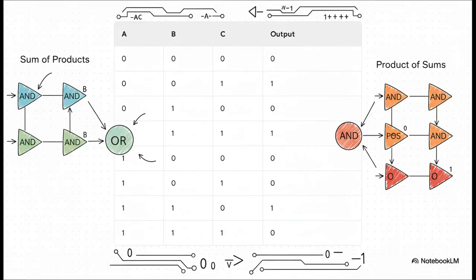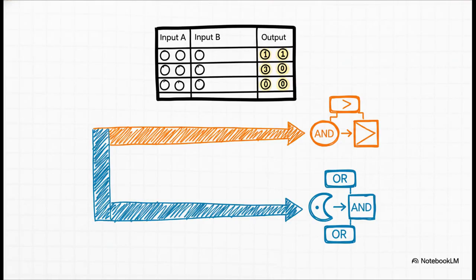Okay, so let's get our hands dirty with a little logic puzzle. This thing here is called a truth table. All it does is list out every single possible combination of inputs. We've got A, B, and C, and then it shows us the output we want for each case. Our mission, should we choose to accept it, is to create one single, elegant Boolean expression that perfectly describes every rule in this table. And here's where things get interesting.